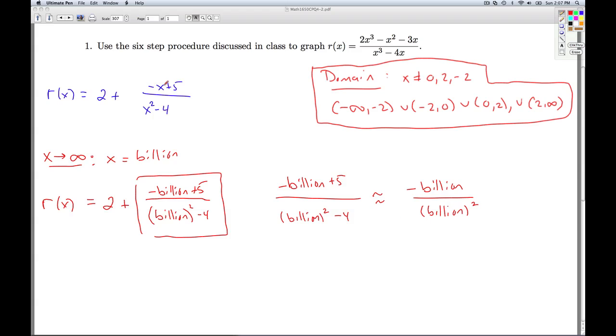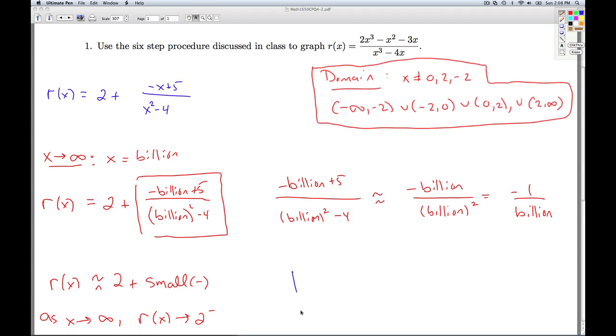Once again, you can think of this as a polynomial. The leading term up top is the negative x. The leading term on the bottom is the x squared. So that's what's going to run the show. And when I simplify this, I get negative 1 over 1 billion. This is going to be a very small number. The larger x gets, the smaller this is going to be. But since it's a negative over a positive, it's still going to be a negative. And so we would say here that r of x is approximately 2 plus this leftover piece, which is a very small negative. So we could write, as x goes to infinity, r of x is going to 2 from the left because it's a little bit smaller than 2.